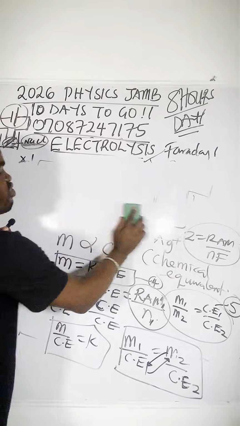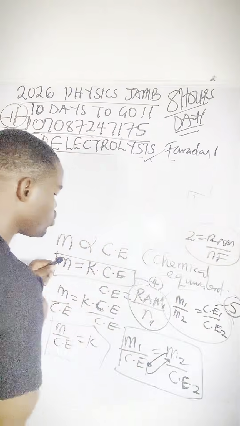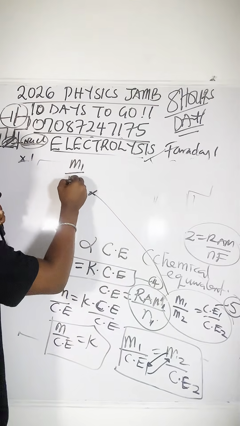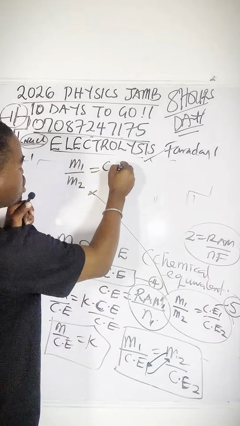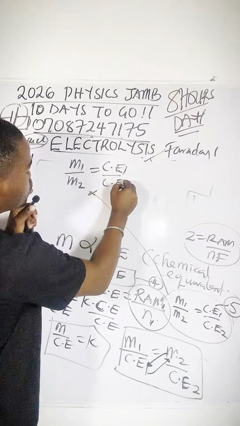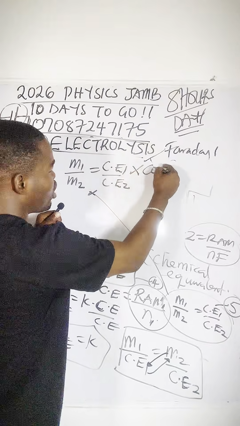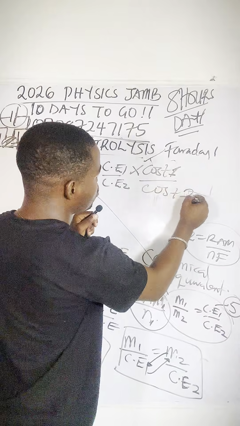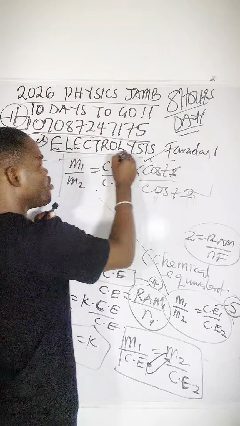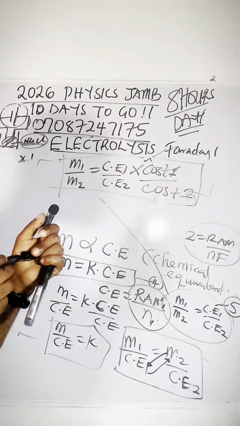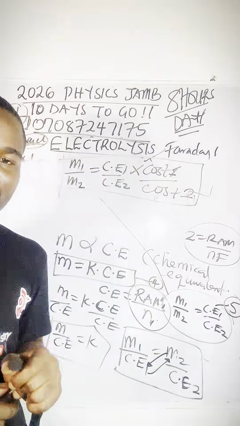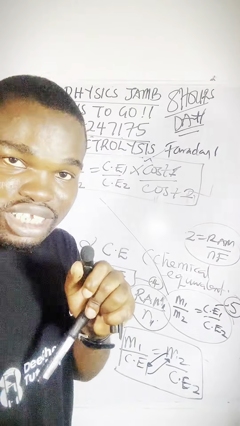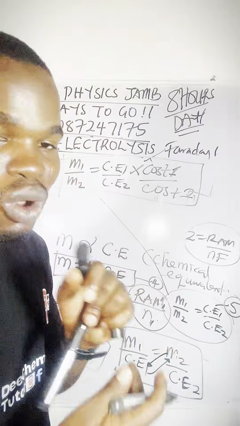It is when they involve costs. So what you just do, you modify this one. So it will be M1 over M2 equals CE1 over CE2 multiplied by cost of 1 over cost of 2. So this is all the formulas you need to solve any electrolysis question. Go and try this and you will solve it. Let me give you a question to solve so that you see that this works. This has been proven to work.